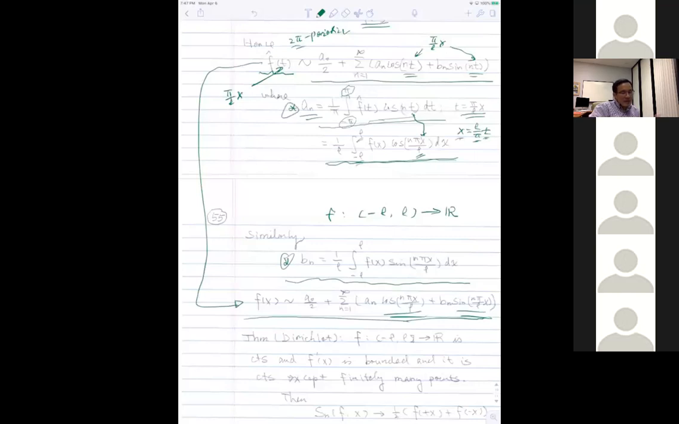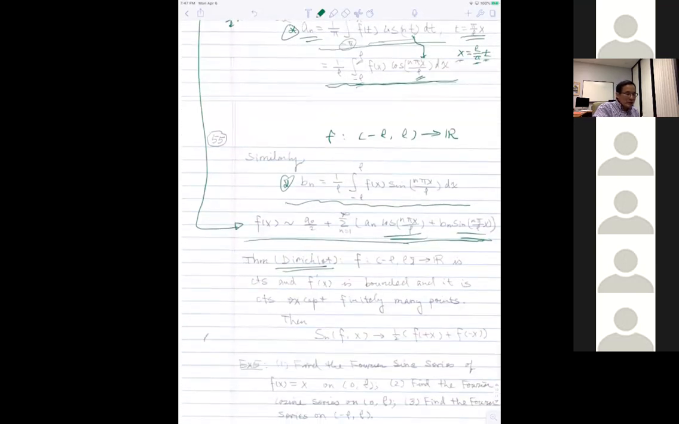And the Dirichlet theorem for this is exactly the same. At the jump discontinuous points, you just find the average of the jump, and at continuous points, the pointwise convergence is to the value of the function. So that is the Dirichlet theorem.